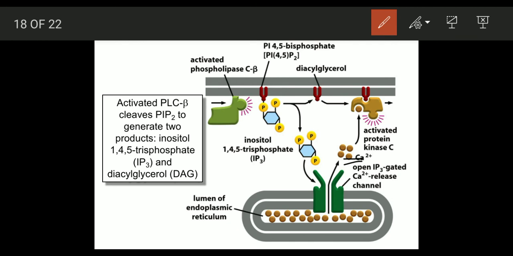And here if you see, the DAG, which is still membrane bound, will bind to another protein kinase inside the cell. Here the protein kinase is protein kinase C, which was initially inactive. After binding to the DAG and also with the calcium, this protein kinase is activated. Okay, and this protein kinase helps in phosphorylating other molecules inside the cytosol, and thus shows cellular responses.